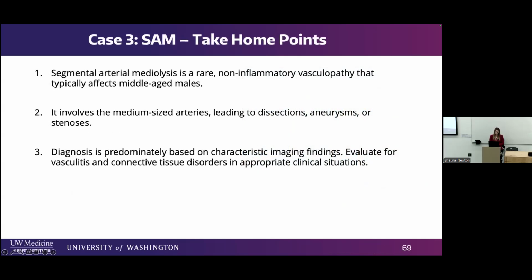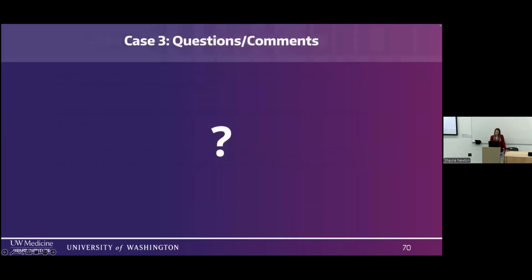And so the take-home points: segmental arterial mediolysis is a rare non-inflammatory vasculopathy that typically affects middle-aged males. It involves the medium-sized arteries leading to dissections, aneurysms, or stenoses. Diagnosis is predominantly based on characteristic imaging findings. I would recommend evaluating for vasculitis and connective tissue disorders in appropriate clinical situations.